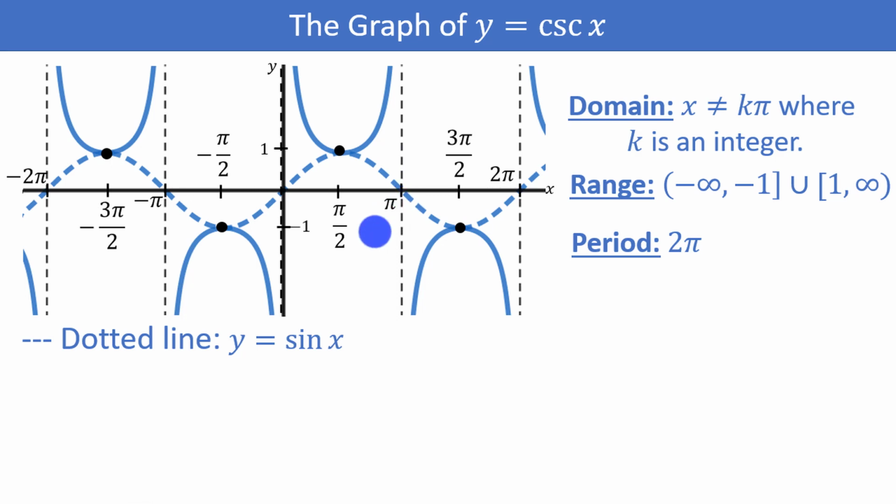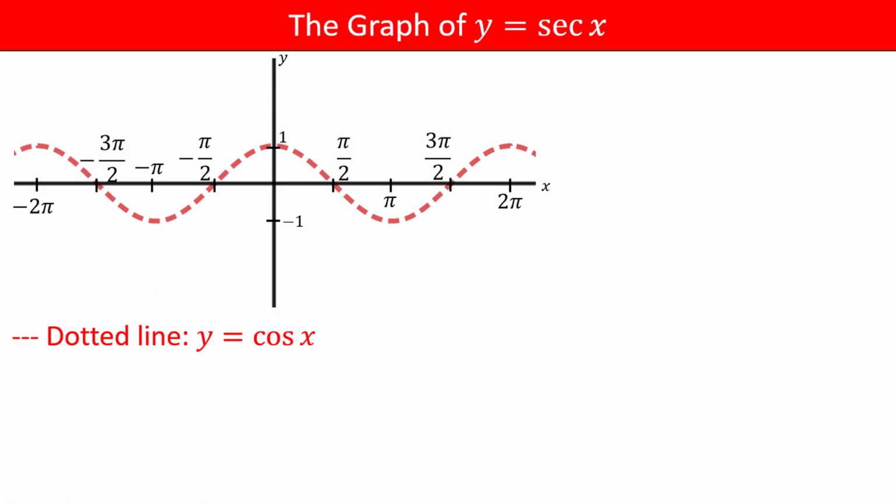Alright, let's take a look at the graph of secant. Secant is the reciprocal of cosine, so I've graphed cosine in a dotted line. Since secant is 1 divided by cosine, anytime that cosine is equal to 1 or negative 1, we will just get the exact same value on secant. 1 divided by 1 is 1, and 1 divided by negative 1 is negative 1.